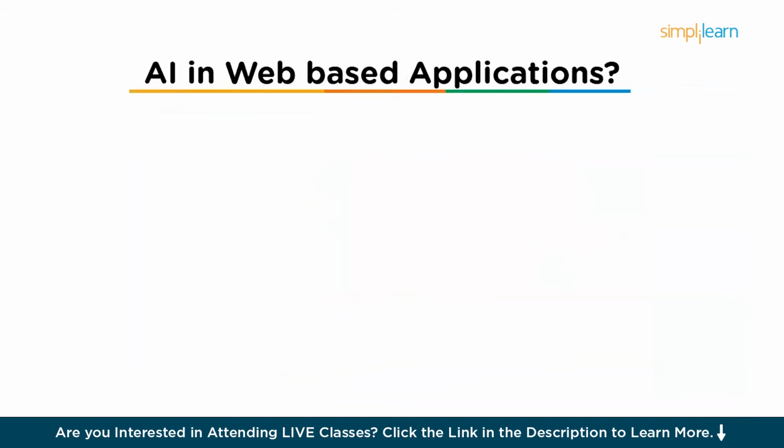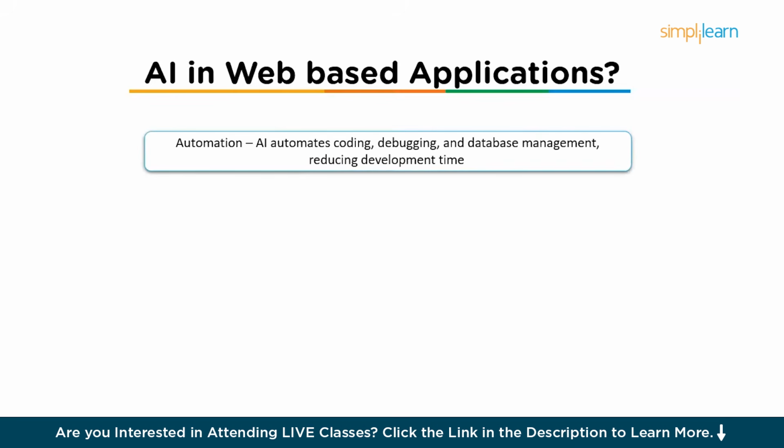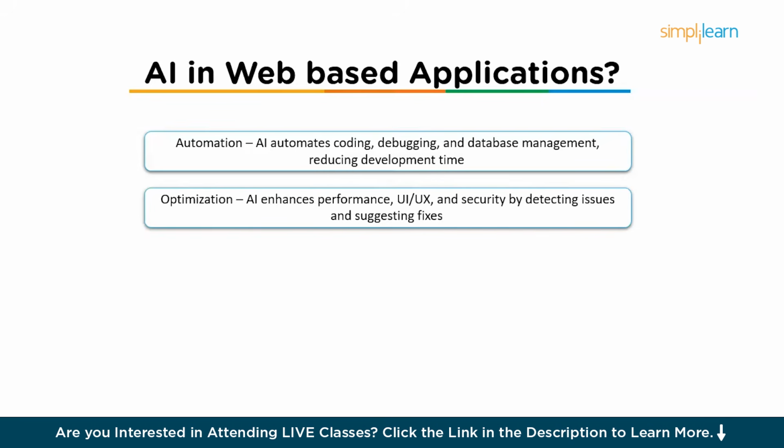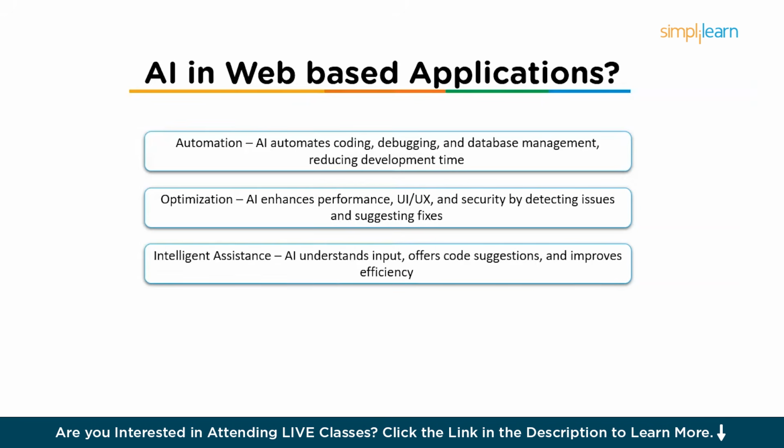So, artificial intelligence is revolutionizing web development by automating coding tasks, optimizing performance, enhancing security, and improving user experiences. AI-powered tools can generate front-end and back-end code, assist with debugging, handle database management, and even optimize UI/UX designs. AI models trained on massive datasets can understand human input, suggest solutions, and automate repetitive coding tasks, significantly reducing development time and effort.